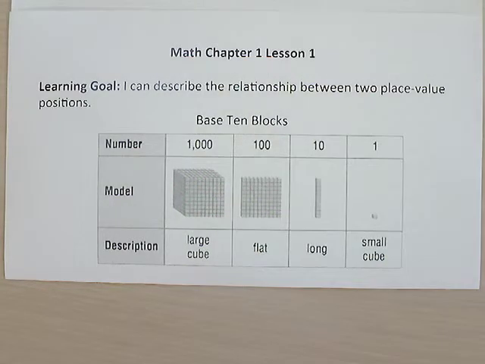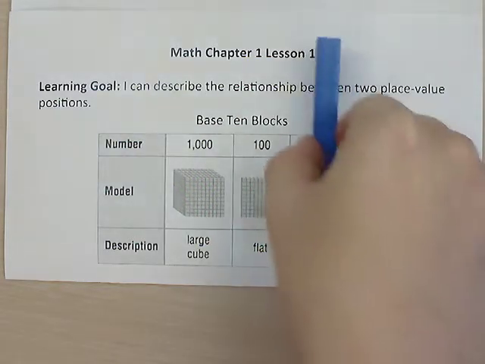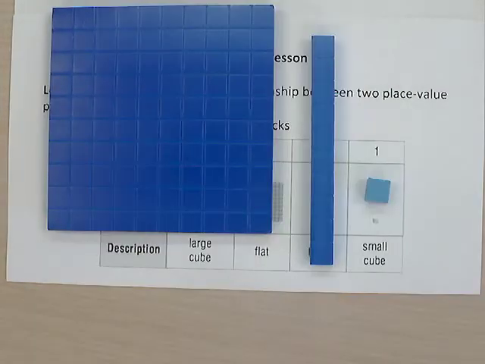So I'm just going to show you a quick example of what these look like. This would be a small cube. Then we have our long. Then you have your flat. And then last but not least, we would have our large cube, as you can see.